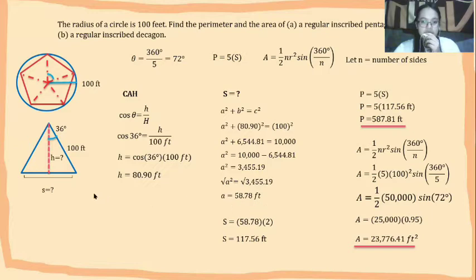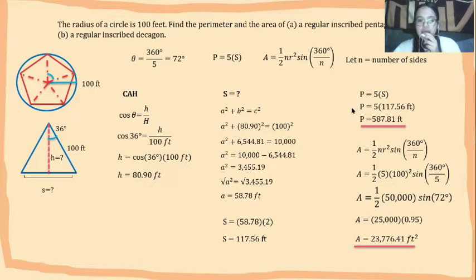So this is the side, but this is not the real measurement of the side. 58.78 feet is only this line, from the base of the height to the leg. So we will multiply it by 2 so that we can get the real measurement of the side. So we have 117.6 feet. So our height is already given, and our side is already given.